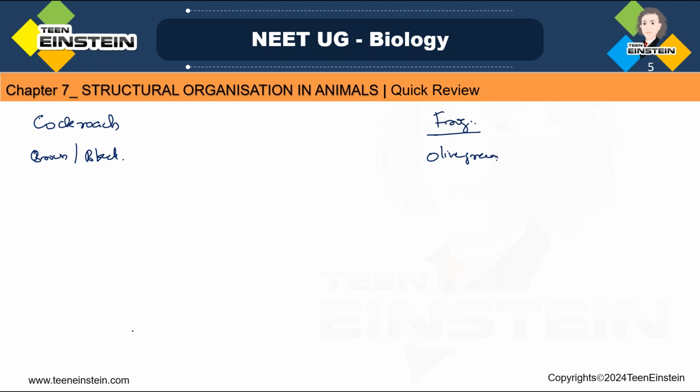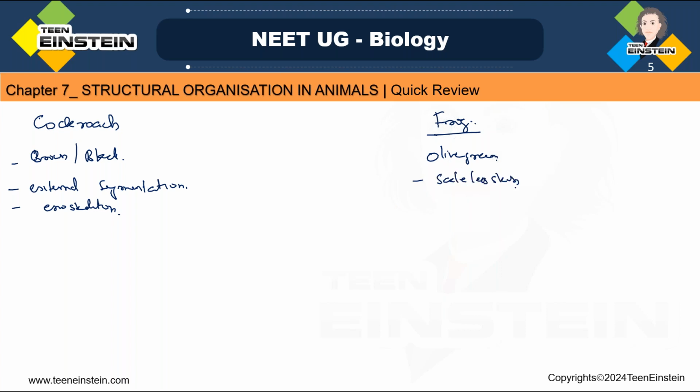Cockroach, we know, is externally segmented. That means head, thorax, and abdomen, that formation is there, right? External segmentation. Just imagine both organisms, one cockroach and one frog. External segmentation will be there in which one? In cockroach. And you can see a chitinous exoskeleton covering the body in cockroach. At the same time, scaleless skin you can see. In which one? In frog.